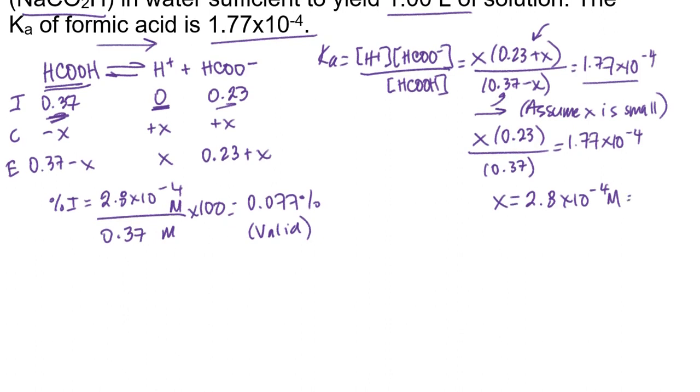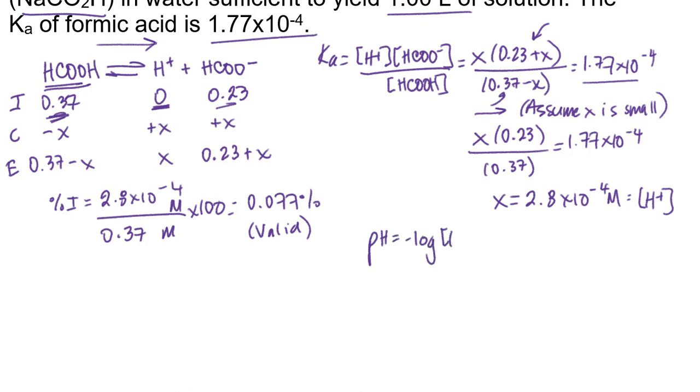So that means that if I'm going to calculate this pH, X would equal my hydrogen ion concentration. pH is equal to negative log of the hydrogen ion concentration. If I plug in, that's a negative log of 2.8 times 10 to the negative fourth. Okay, if I do that math, I end up with 3.55.